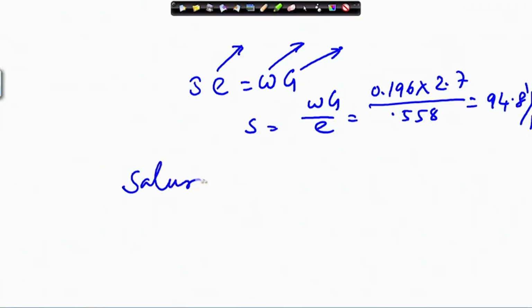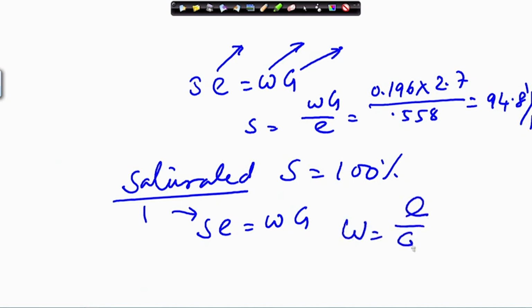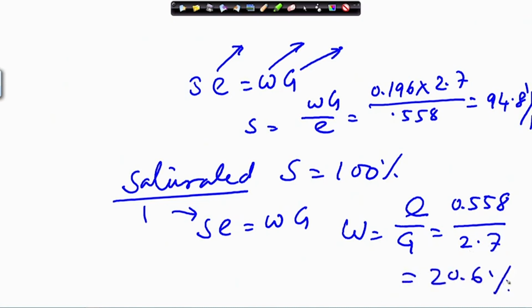And the last question was, when it is flooded, that means the entire soil will be saturated, then what is the water content? Saturated means S equal to 100%, and in that case the same equation is valid, S into E equal to W into G, and S equal to 1 and W you have to find out. So W equal to ultimately E by G. So E is 0.558 divided by 2.7, this gives you 20.6%. So actually at the construction site we had water content of 19.6, because of the flooding the water content will be slightly increased, so 20.6.